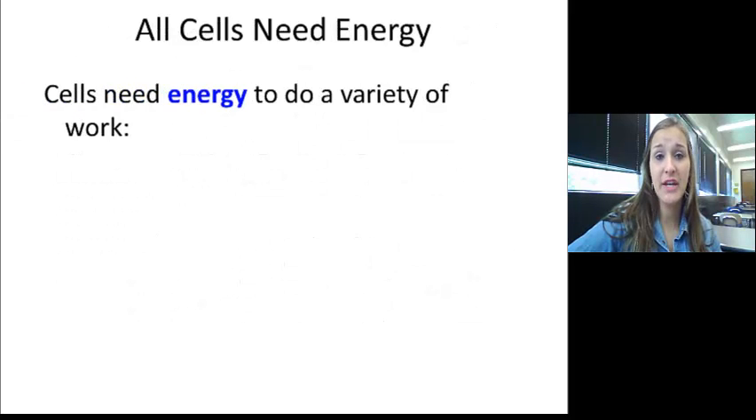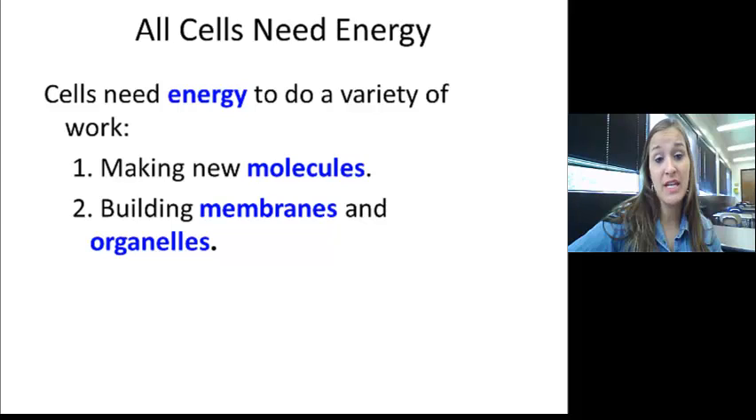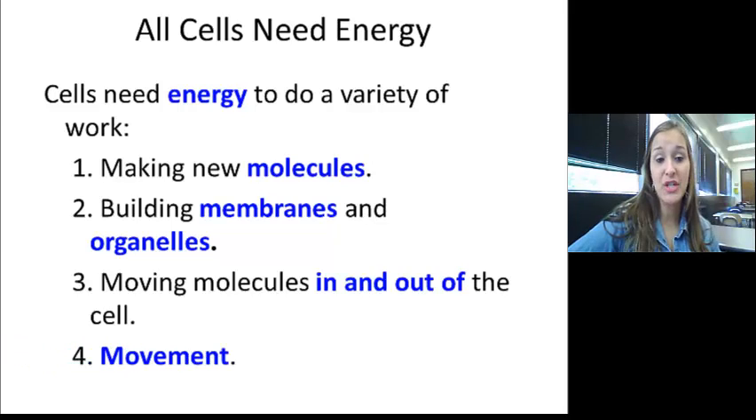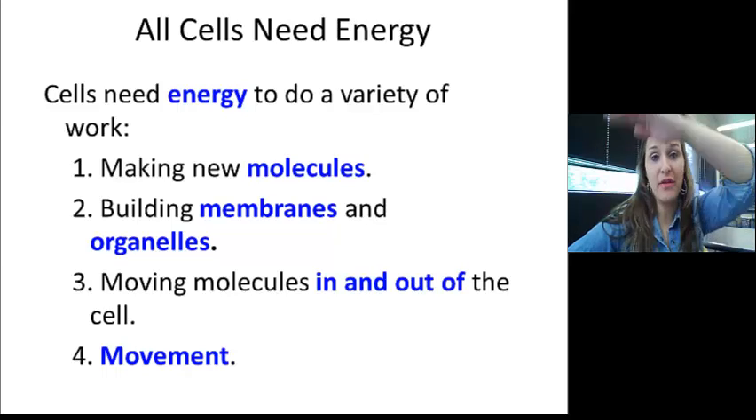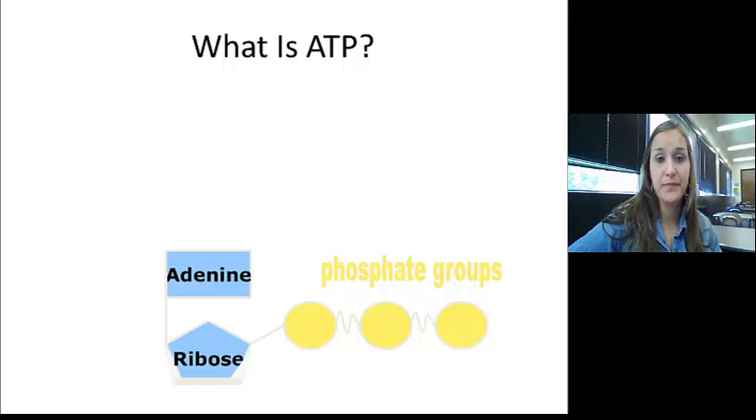So all cells need energy in order to do a variety of things. 1, cells need energy to make new molecules. 2, they need to build membranes and organelles. So they need to build their Golgi apparatuses. They need to build their phospholipids and their ribosomes. They also need energy to move molecules into and out of the cell. So if we're talking about active transport here, they need energy. And cells need energy to move, whether it's through cilia or whether it's through the flagella. Cells need to move around.